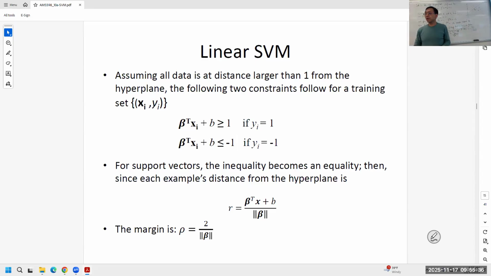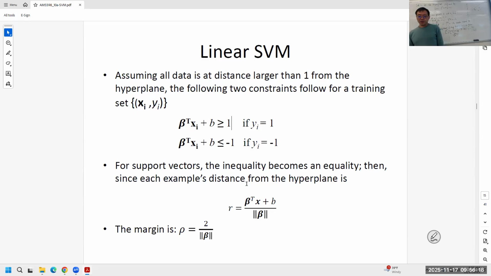At least 1. Can it be less than 1? Could the distance be like 0.5 or 0.1? Yeah, but then you're making the problem more difficult. Now I'm just saying if I can fix the lower bound at 1 or -1, you're going to make my Fourier derivation much easier. I'm assuming all data is at distance larger than 1 from the hyperplane. Is that a problem?